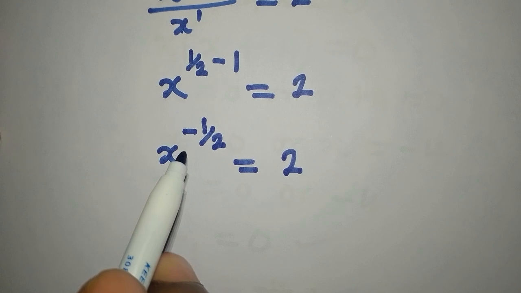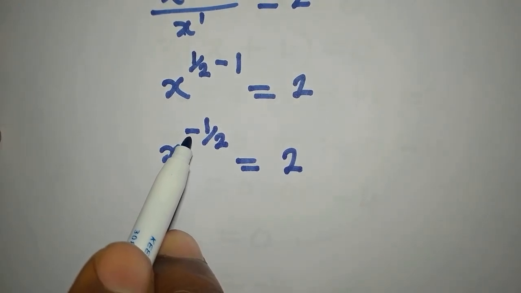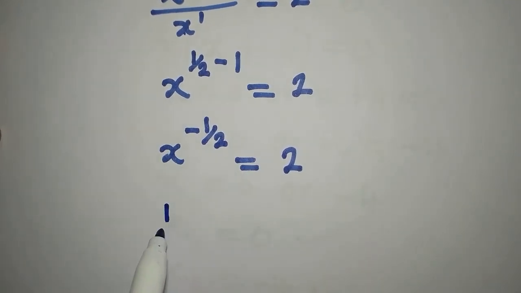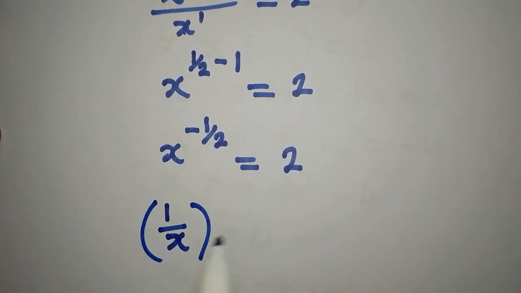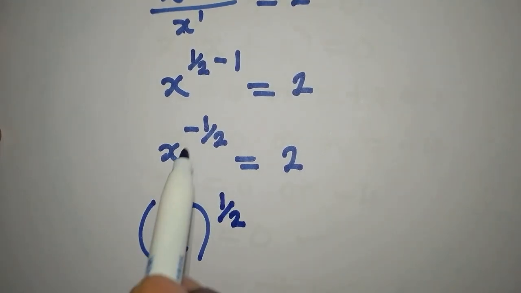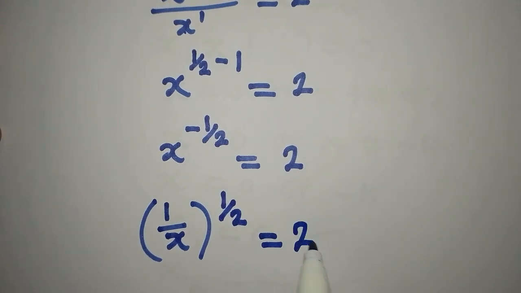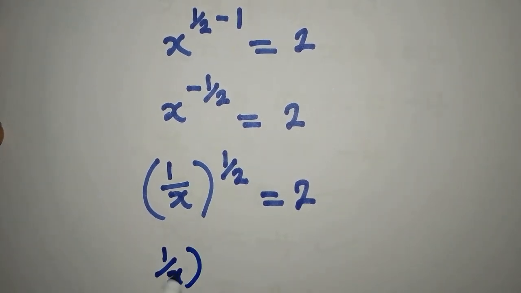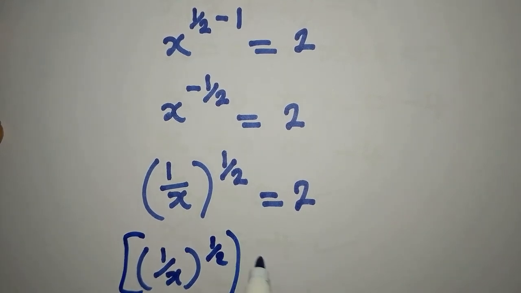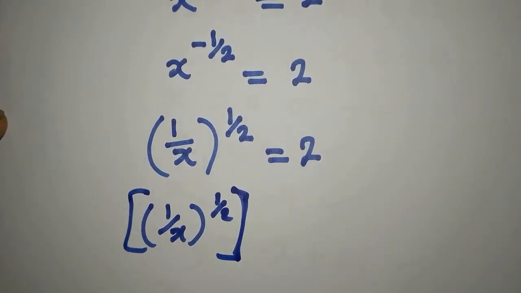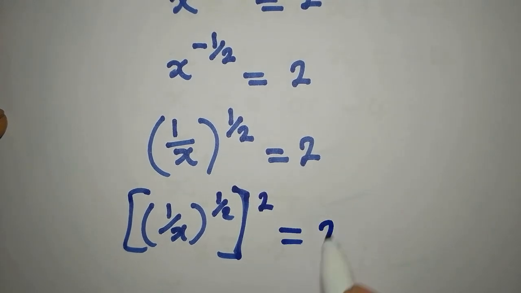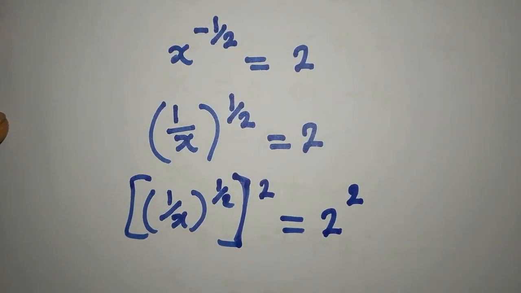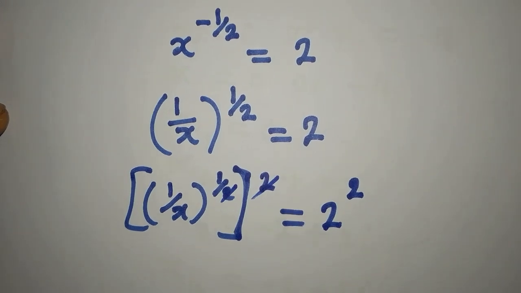From here now, first of all, we can remove this negative. To do that, we shall have 1 over x, and then this is raised to the power of 1 over 2. No more negative, and this is equal to 2. How do we remove this power of 1 over 2? We do that by squaring both sides. So we have 1 over 2. Now the whole of this will be squared. That means that the right hand side will also be squared. Now this squared and this can cancel each other.